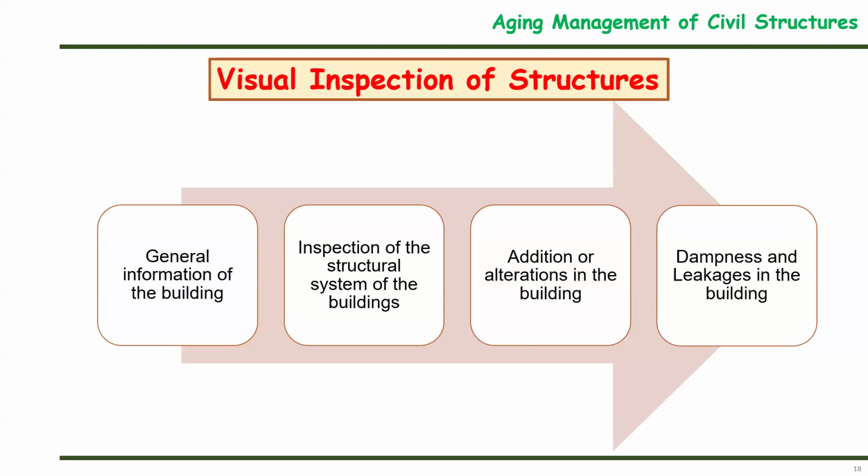Okay. Then after collecting this data, we go for the inspection of the structural system of the buildings. We try to match the structural system with the as-built construction drawings, and we try to find out whether any additions or alterations in the buildings have been carried out or not, because sometimes these additions and alterations may result in increased loading in the buildings. So that we have to find out very carefully. And during visual inspection, we also try to find out if there is any dampness or leakage present in the building.